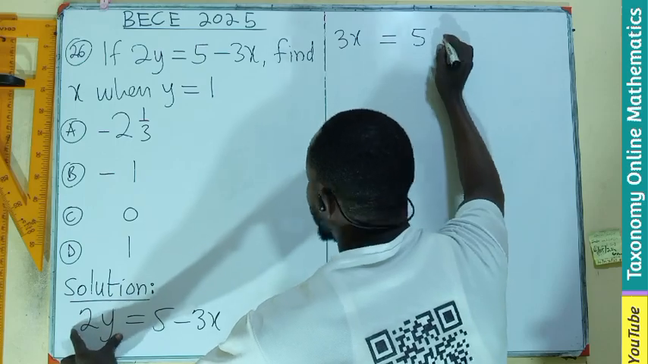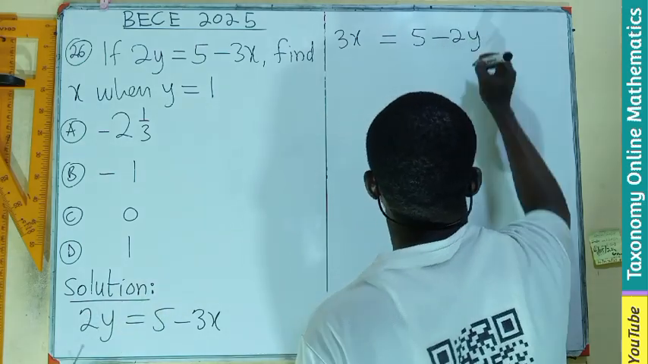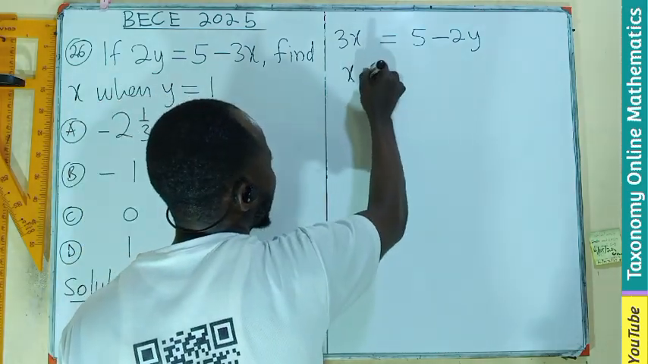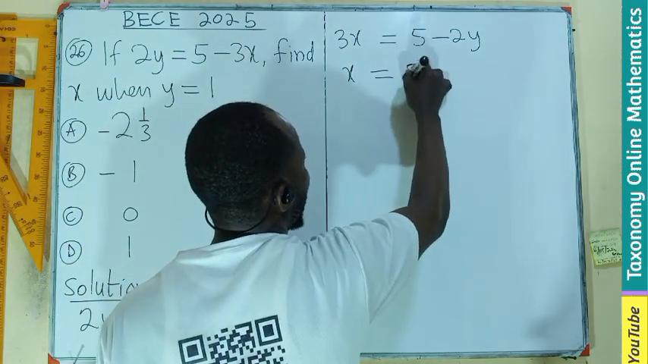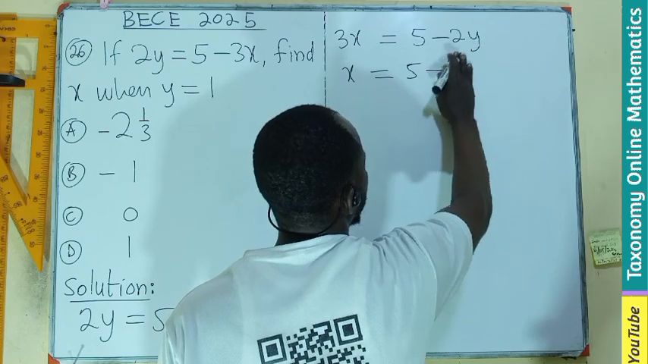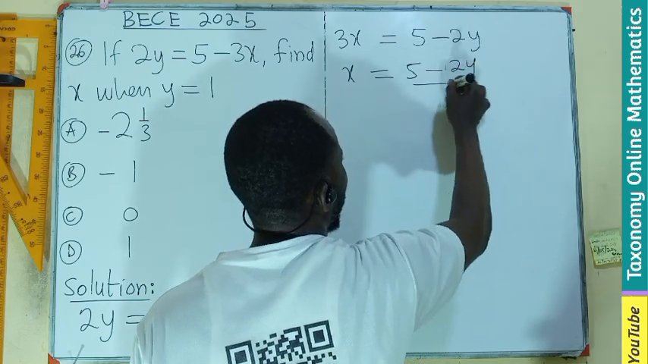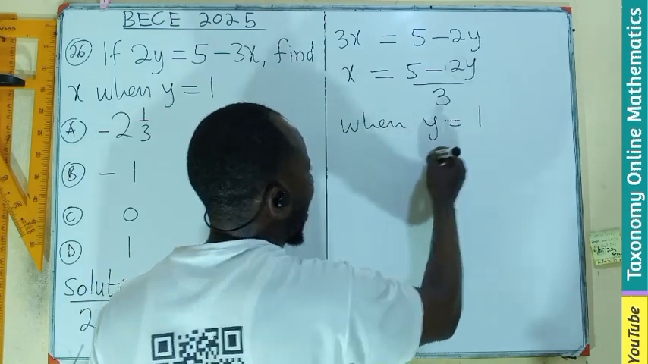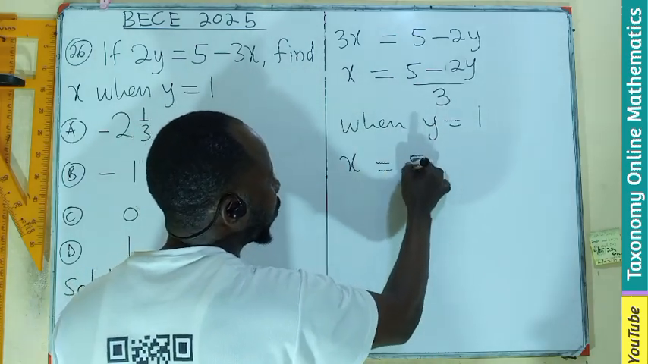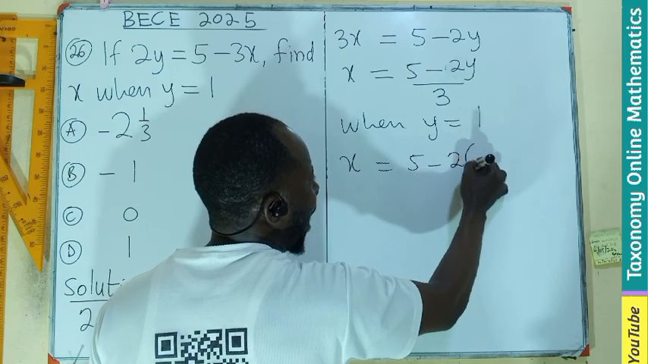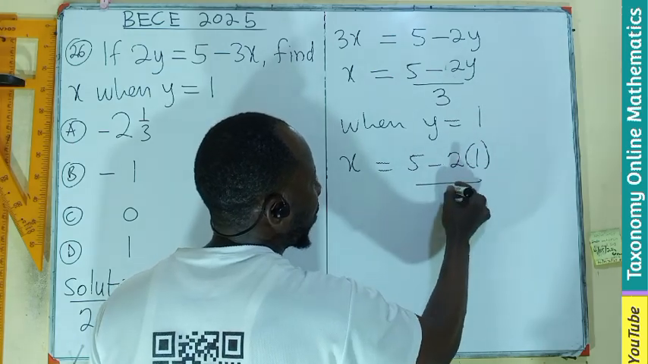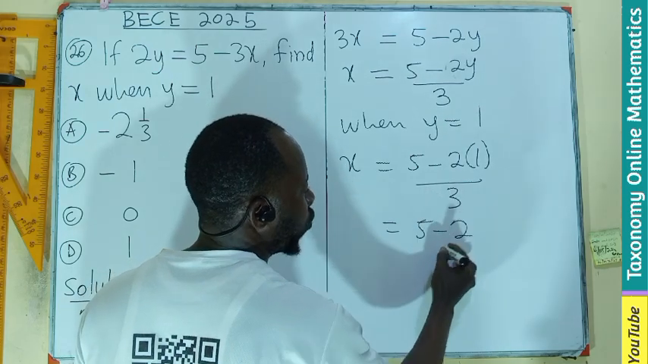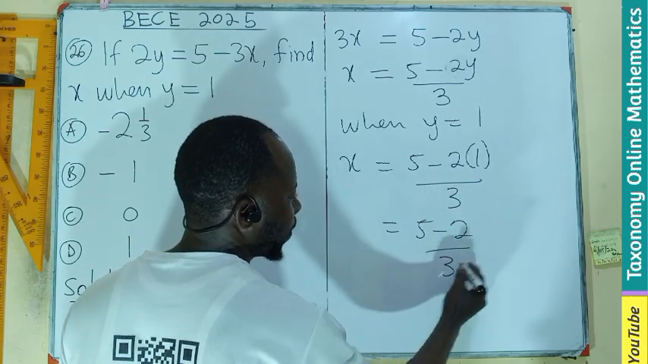I'm bringing in positive 2y to become negative 2y. But it is the x we are looking for. So we have x equals 5 minus 2y, divided by 3. So we say that when y equals 1, x will be equal to 5 minus 2 times 1, divided by 3. This will give you 5 minus 2 over 3.